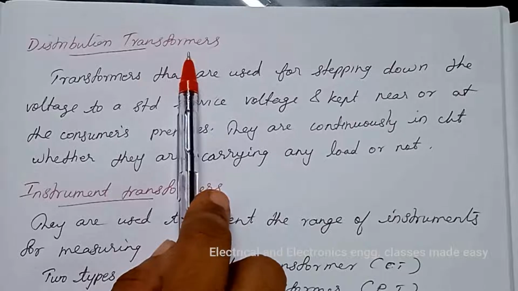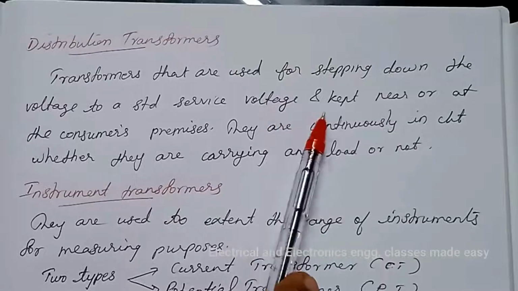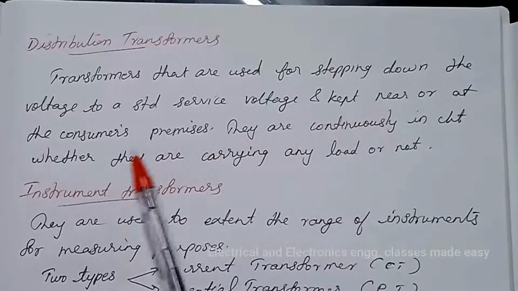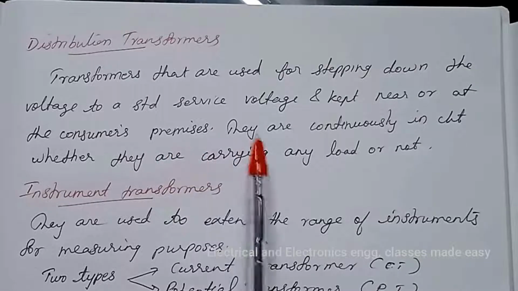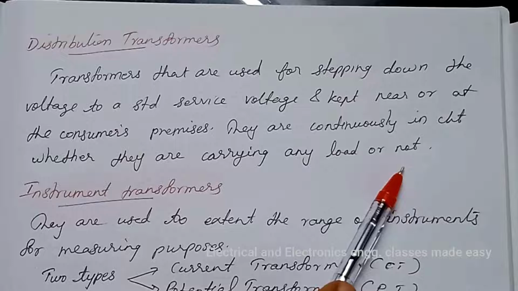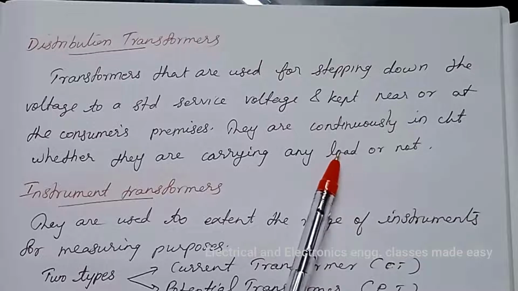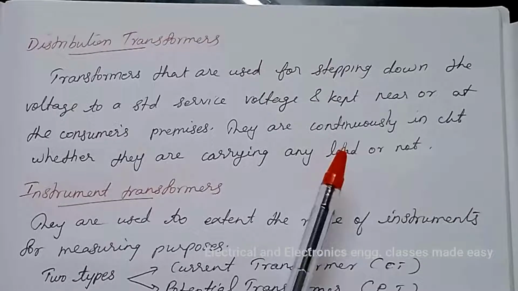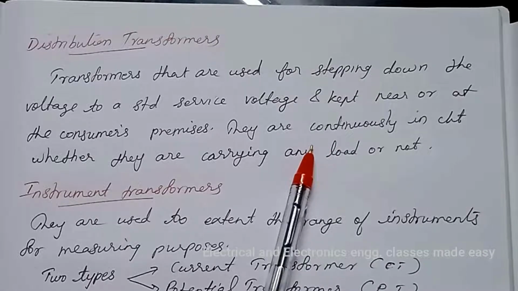Distribution transformers. The transformers that are used for stepping down the voltage to a standard service voltage and kept near or at the consumer's premises is called a distribution transformer. They are continuously in circuit whether they are carrying any load or not. The core losses would occur for all the time, whereas the copper losses only when they are loaded. Therefore, the designer has to give attention to reduce the core losses compared to copper losses. They must be designed for good all-day efficiency and not for efficiency at full load.